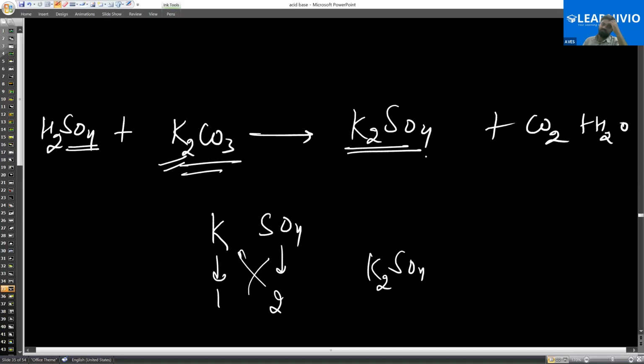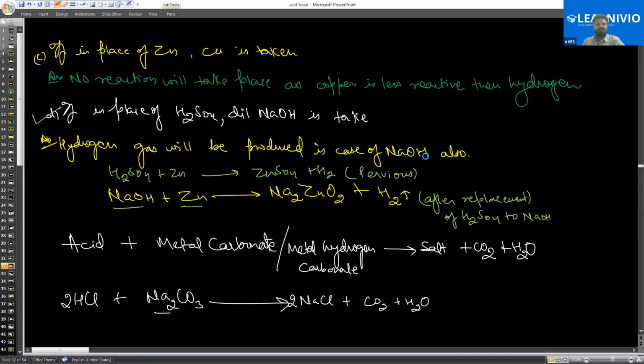Yes. So write it down fast. What happens when metal carbonate reacts with acids? So acids, when they react with metal carbonate or metal hydrogen carbonate, give you salt plus carbon dioxide plus water. Please note it down.